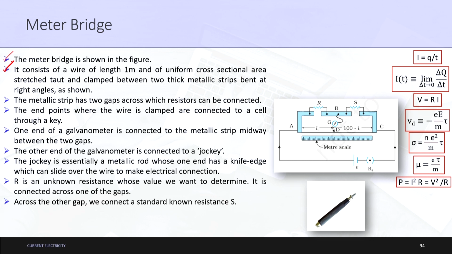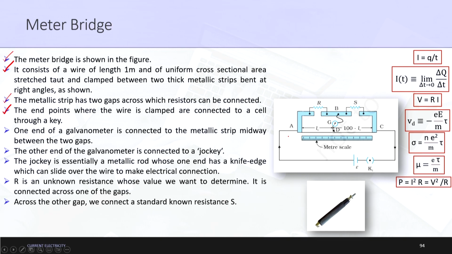Next, the metallic strip has two gaps across which resistors can be connected. So these are the gaps being talked about here, through which a resistor can be connected. Next, the end points where the wire is clamped are connected to a cell through a key. So what are these end points? The end points where the wire is clamped are connected to a cell through a key. This is the key being tagged here.